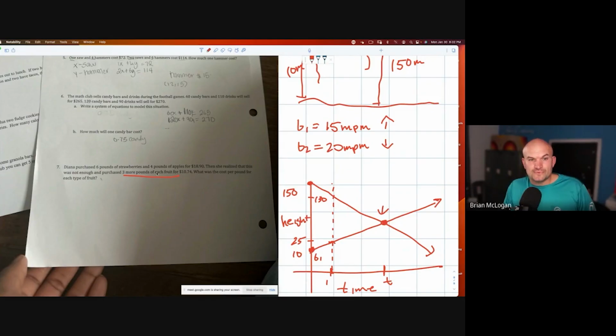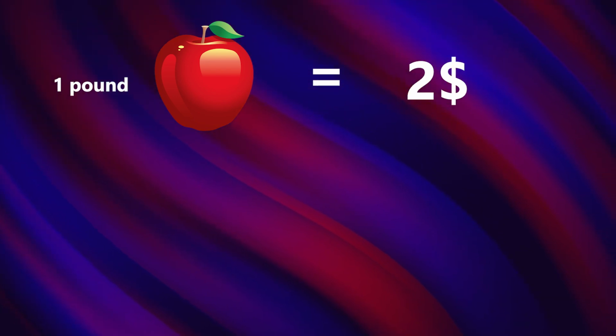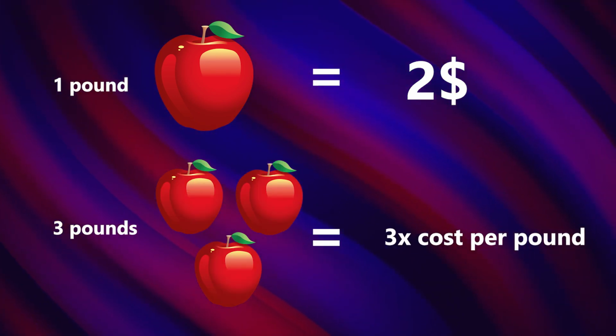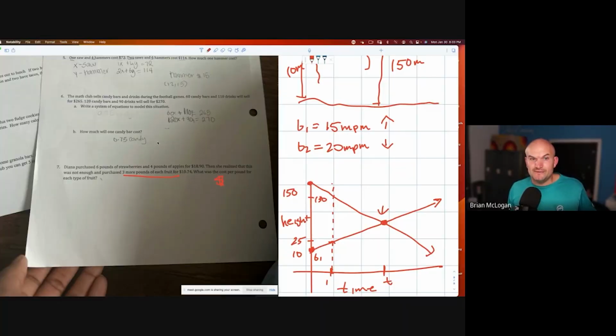Okay, so here we don't know what the cost is per pound. This is a little bit of a rate, but you can still solve for that. Now, if I said the cost was $2 per pound and you had 2 pounds, you would multiply them. If the apples were $2 per pound and you have 3 pounds, then you just multiply 3 times the cost per pound. Agreed? Okay, that's what we're trying to find.